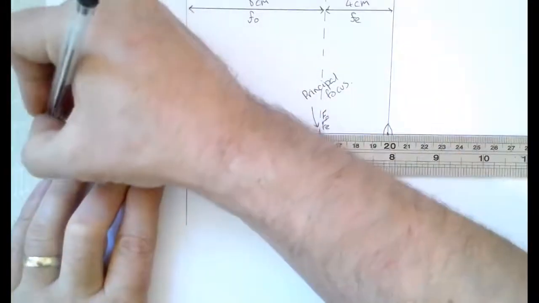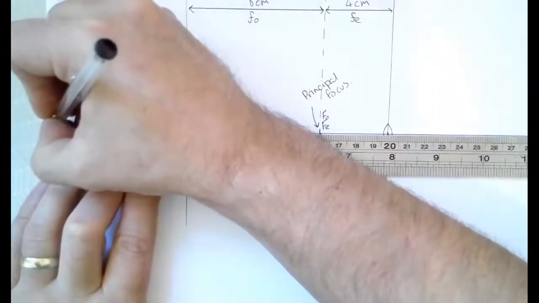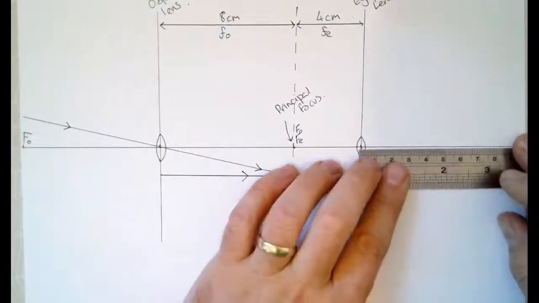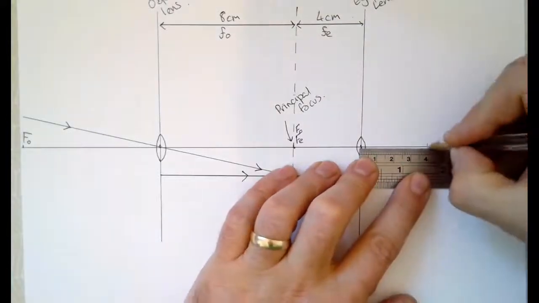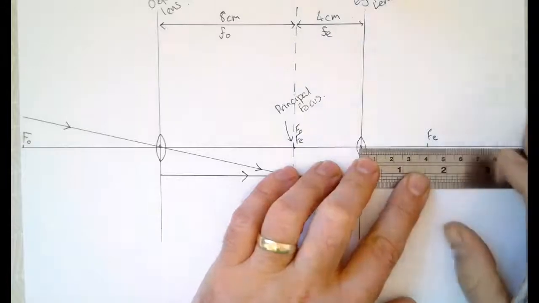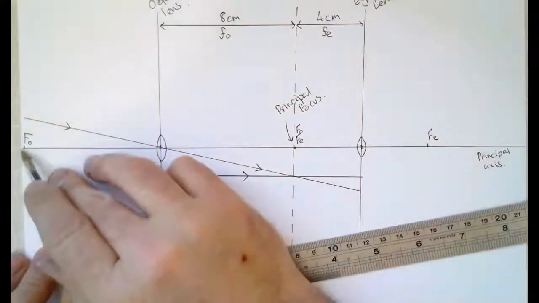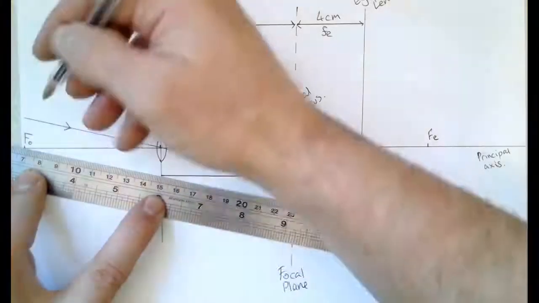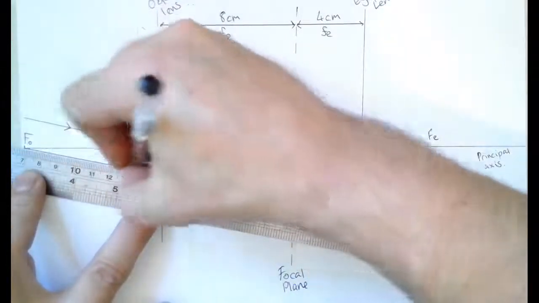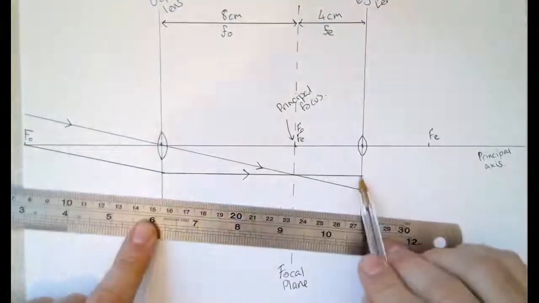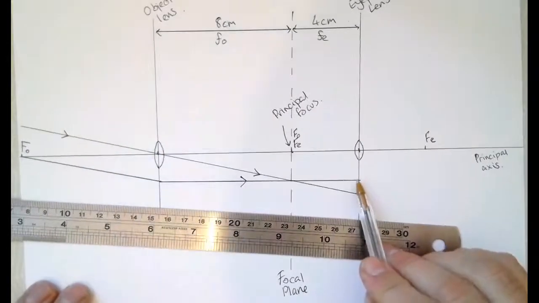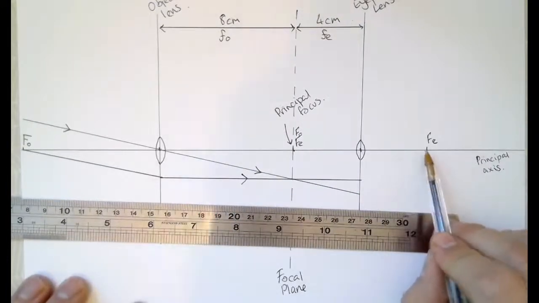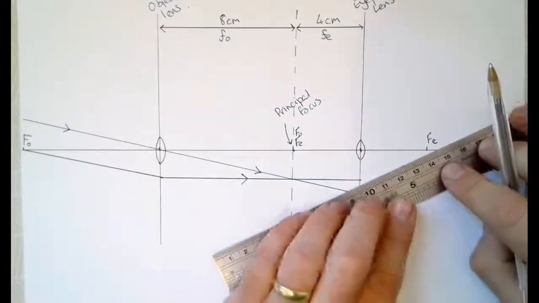So let's mark up our other principal focus for the objective lens, and we'll do the same on the other side of our diagram. This time it's going to be 4 centimeters. That's the other principal focus for the eyepiece lens. So this ray of light must have travelled through at this point. So we can draw it like that, and because it's entering this lens parallel to the principal axis, it's going to be refracted and it's going to travel through this principal focus for the eyepiece lens.